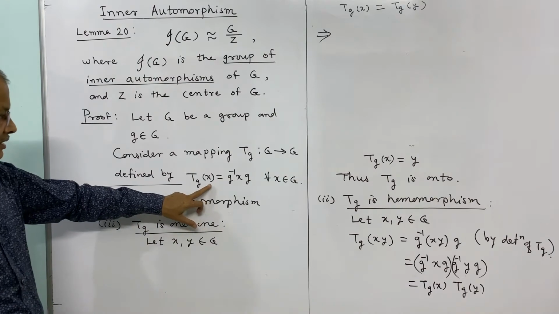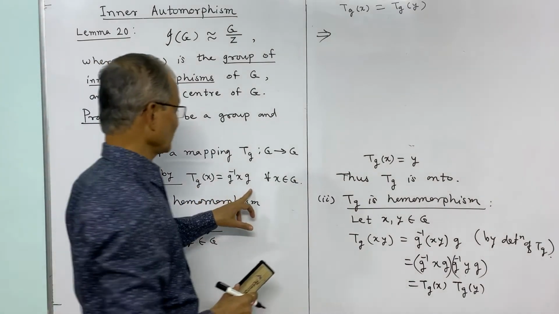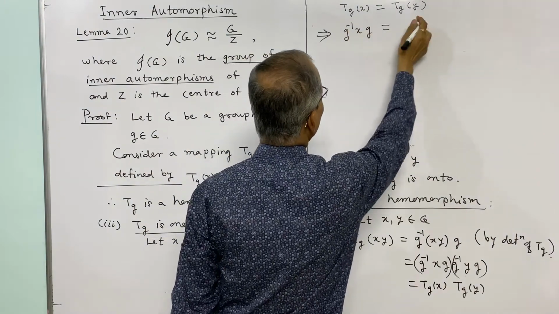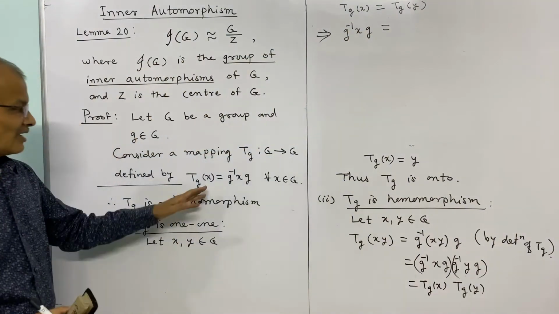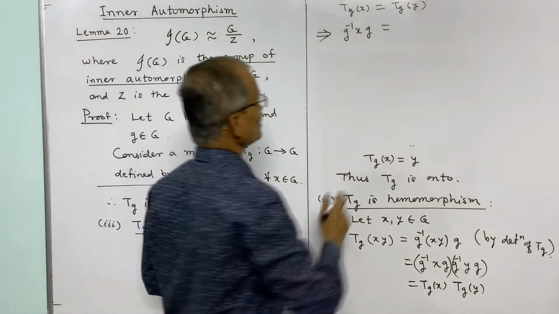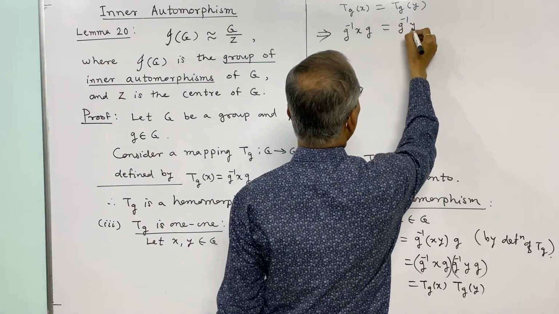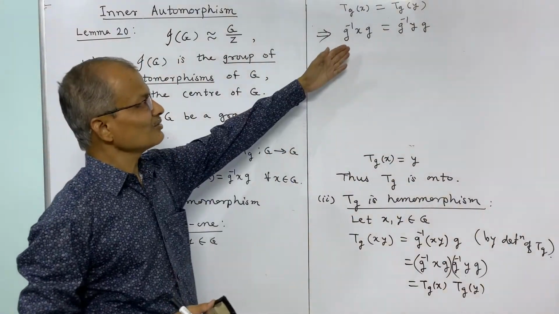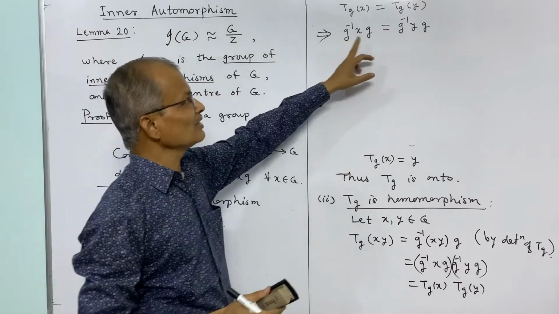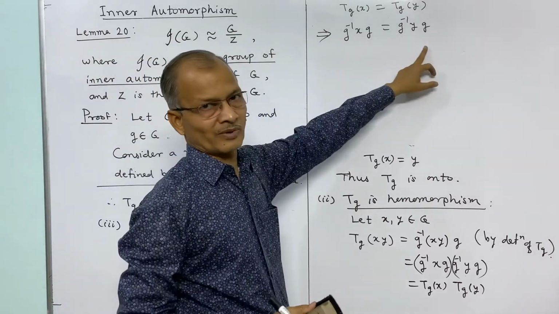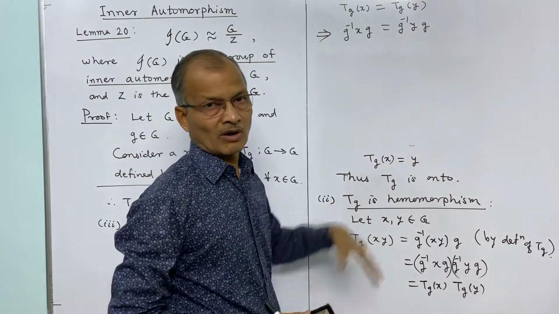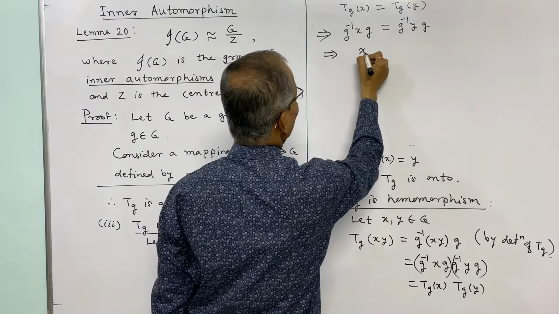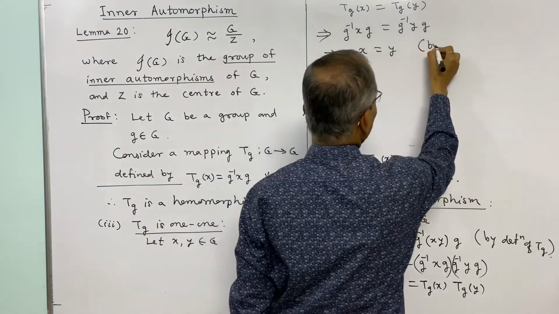So, by the definition, Tg of x is equal to g inverse xg. This implies g inverse xg is equal to, and what is the Tg of y? Replace x by y. That is g inverse yg. Now it is easy to verify x is equal to y, because g inverse is a prefactor and g is a postfactor, and the cancellation law holds in G. So this implies x is equal to y by cancellation laws.